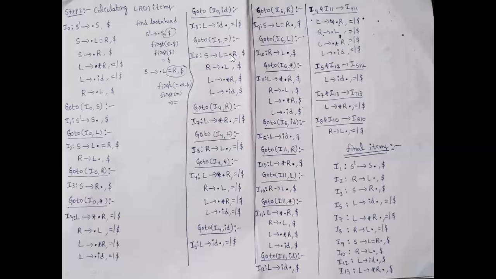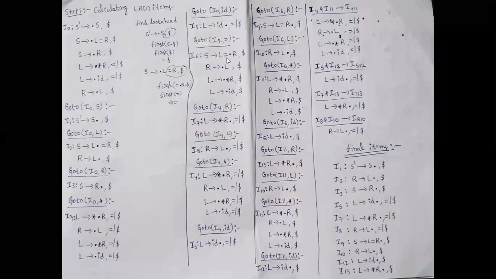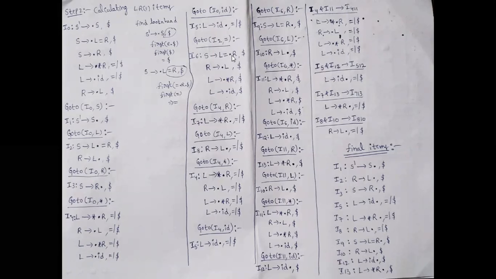So go to of I6 comma capital R. Then the production becomes S produces L equal to R dot. Why? Because we are applying go to, this dot is moving one position to the right. Then the production becomes S produces L equal to R dot, and dollar is the lookahead symbol. So there is no need to expand this one, because the dot is present at the right end of the production. So I8 is completed.